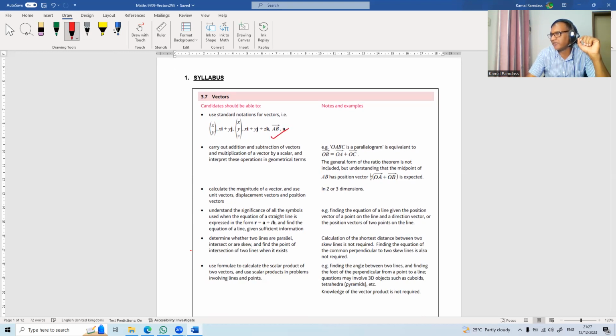The use of standard notation for vectors, carrying out addition and subtraction of vectors and multiplication of a vector by a scalar, and interpret this operation in geometrical terms. Nous finissons faire ça. Nous finissons faire the midpoint theorem. Nous finissons calculer the magnitude of a vector and use unit vectors, displacement vectors, and position vectors. Nous finissons faire tout ça là, dans la leçon numéro 37. Nous reste ces trois points-là pour faire.